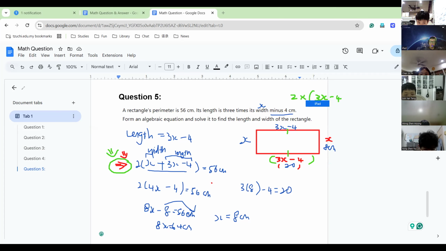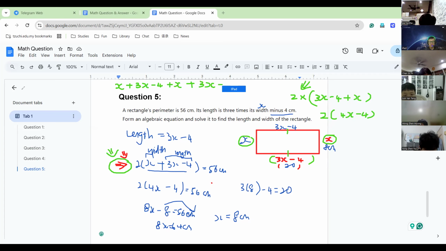At the same time, we have a width here, so I need to plus x. So that's why, as you can see, we put a 2. Then we have a 4x minus 4. If you say, hey, teacher, I'm confused on this, no worry. You can just add one by one. x plus 3x minus 4 plus x plus 3x minus 4 equals 56. So method B is workable, or method A is also the same thing. So times 2 is a shortcut only.